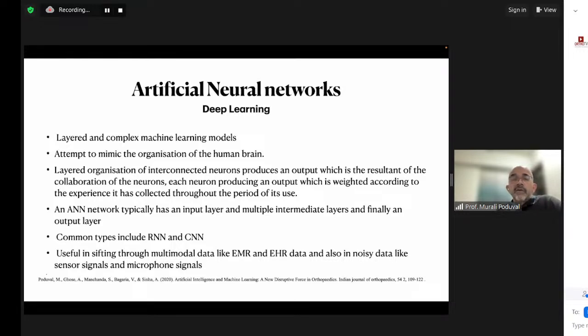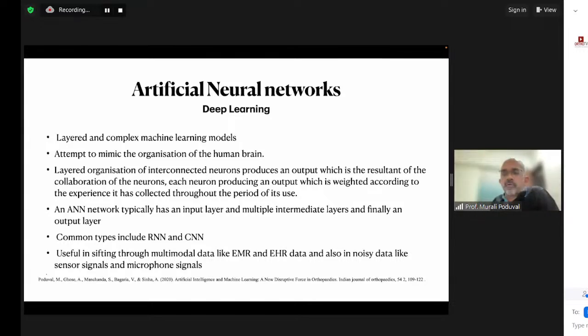What you commonly encounter are recurrent neural networks and convolutional neural networks. And they are pretty much useful when especially you have multimodal data and you have large volumes of data like EMR and EHR data and noisy data like sensor signals, microphone signals, or even, say, thinking out loud, the hammering sound of a THR.